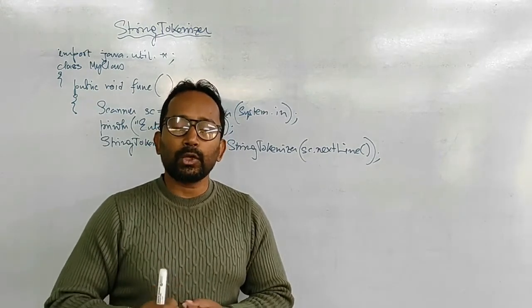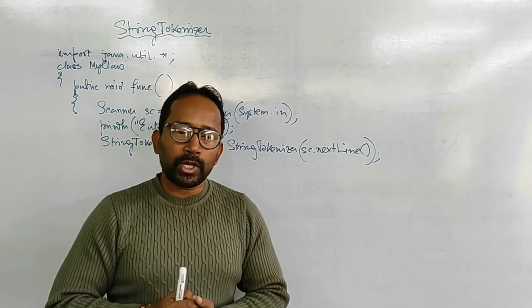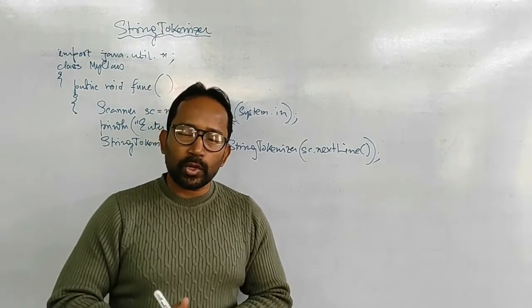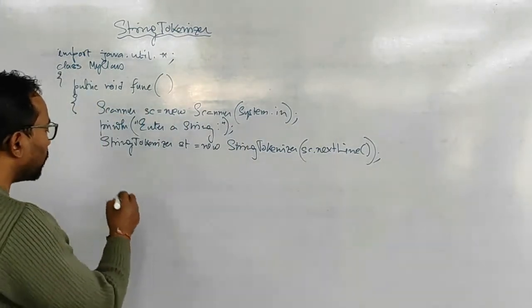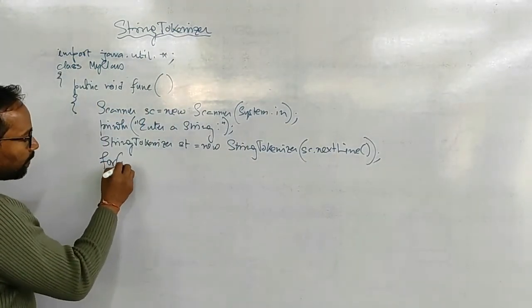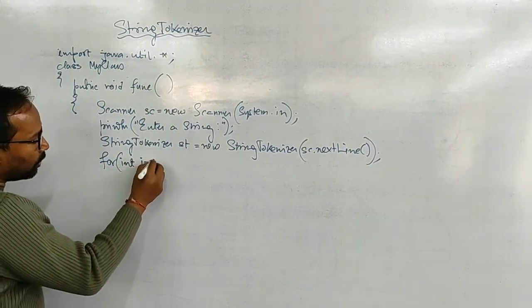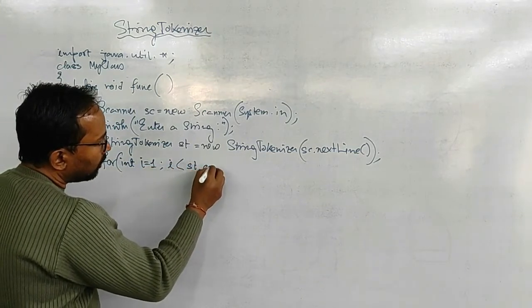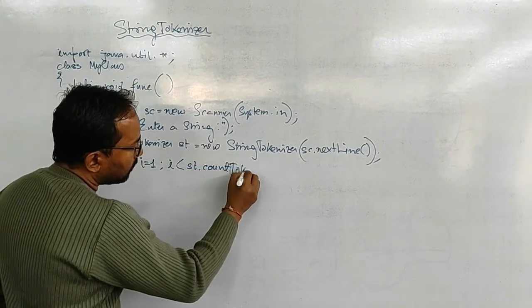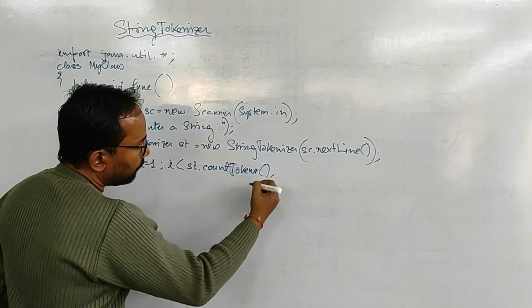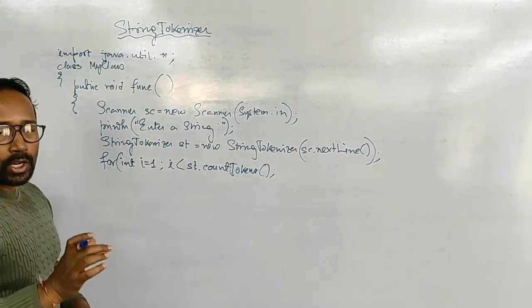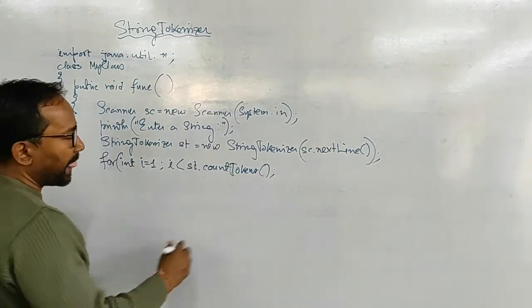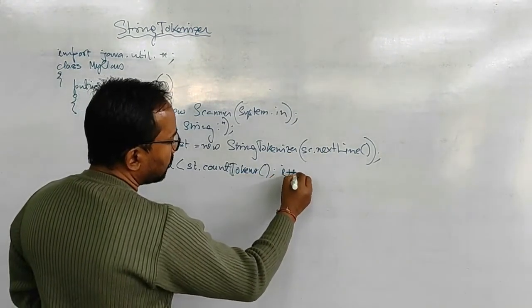But you have to read the tokens in a loop. And how many times will the loop execute? Token times. So how many tokens are there? That many times. So let me make one loop which will execute token times. Int i equal to 1, i less than st.countTokens(). This is the function which will return the total number of tokens present in the string. And here i plus plus.